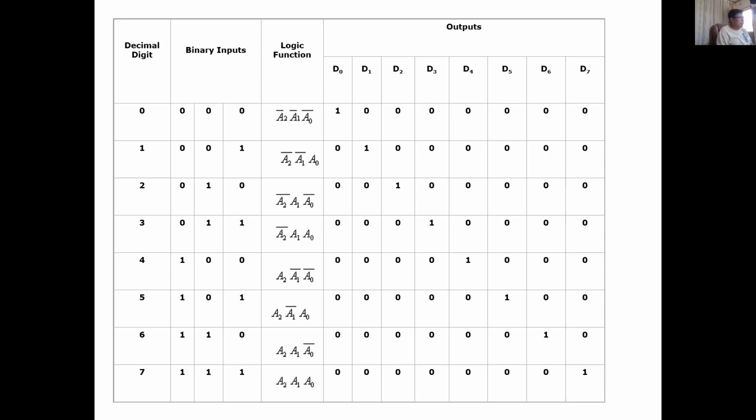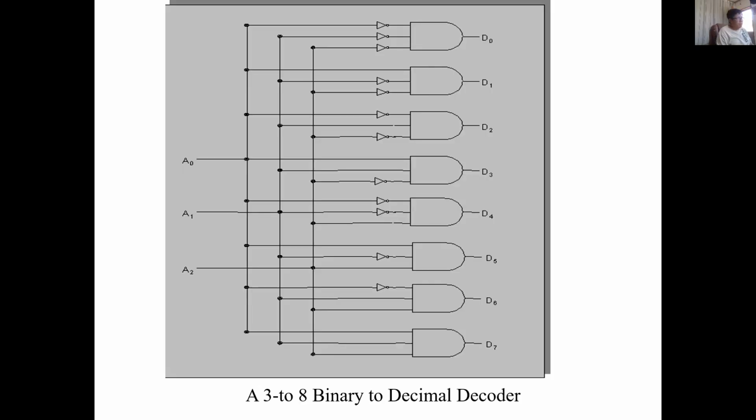In this example, we have a 3-bit binary decoder, which will convert into decimal. And here's the example. The first AND gate will decode 000. The second AND gate will decode 001. The third AND gate will decode 010, and so on and so forth.